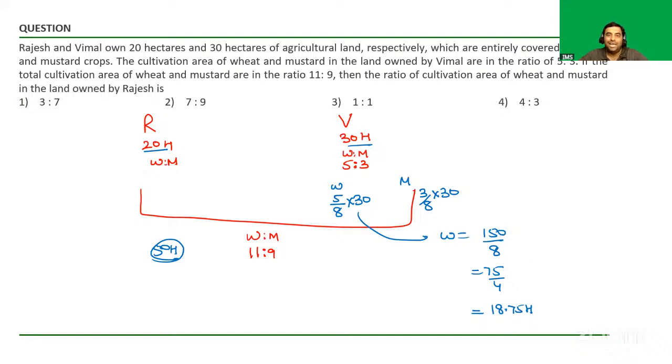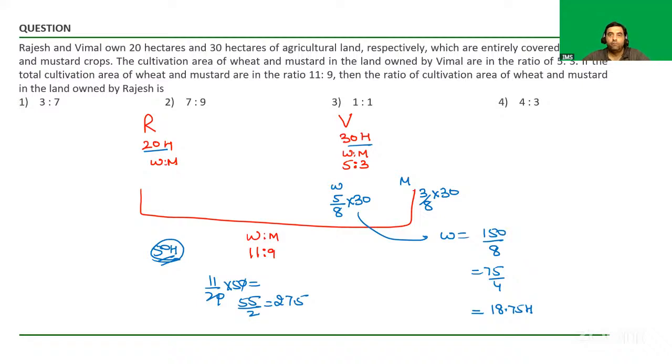So wheat grown in the agricultural land for Vimal is 18.75. We got to know that. Now let's talk about wheat for the other person. I know the total is going to be 50 hectares and the wheat is going to be 11 by 20 of 50, which, if we calculate, comes out to be 55 by 2, which is 27.5. So I know the total wheat grown is going to be 27.5.